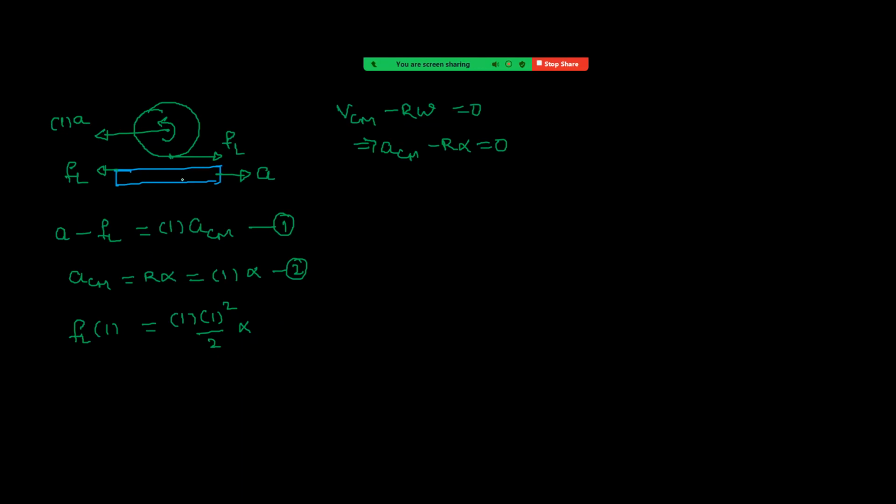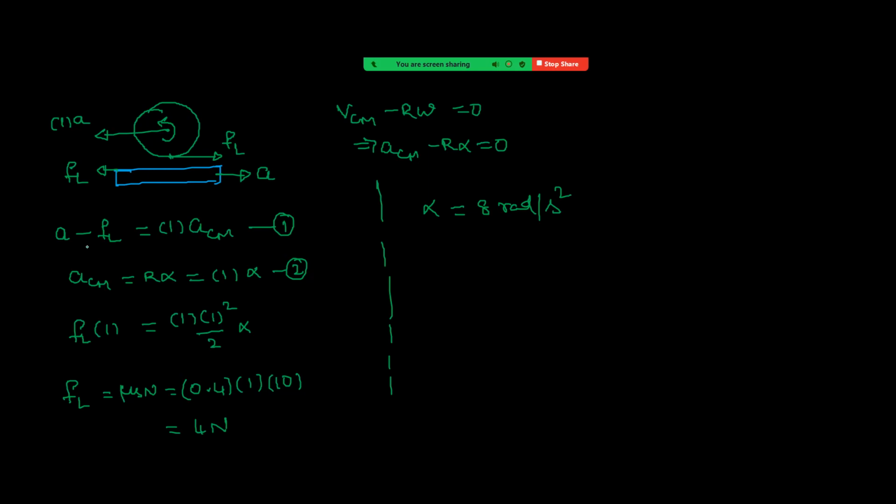And here the limiting value is known because mu value is given. F limiting is mu s into normal reaction. Mu s is given 0.4. Normal reaction is mass 1 kg into g value 10. So it is 4 newton. That means alpha is 2 times FL, that is 8 radian per second square. Alpha is known.